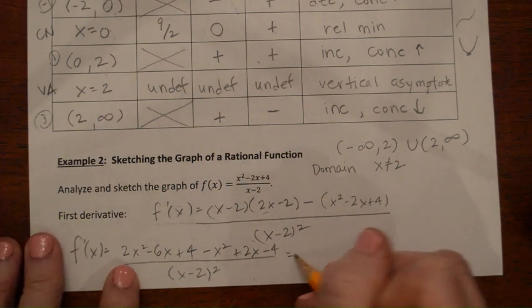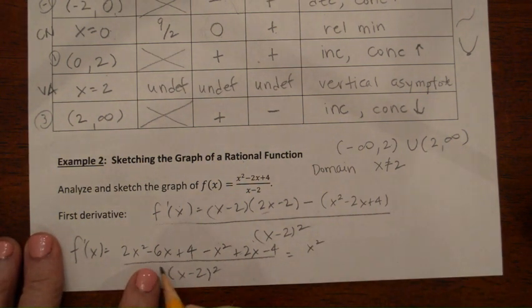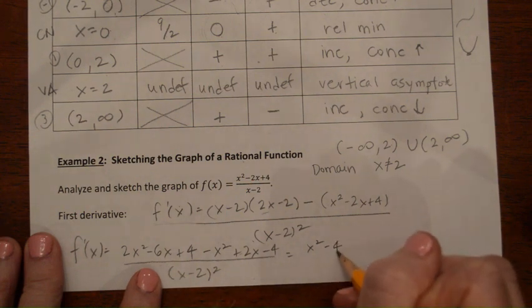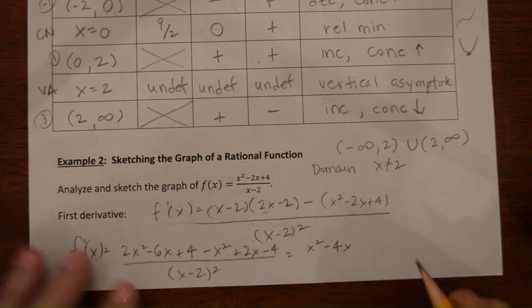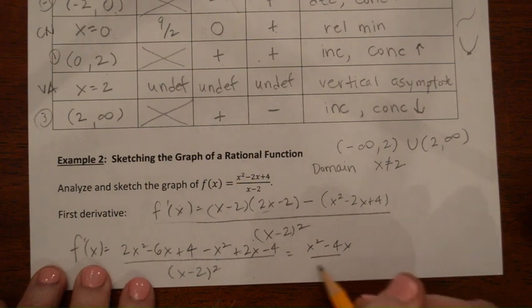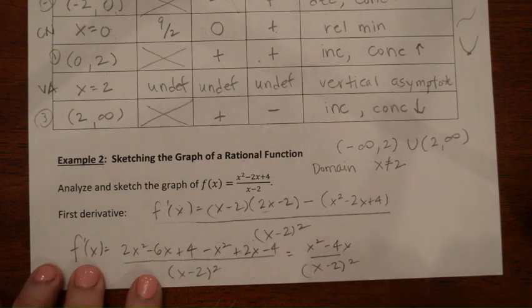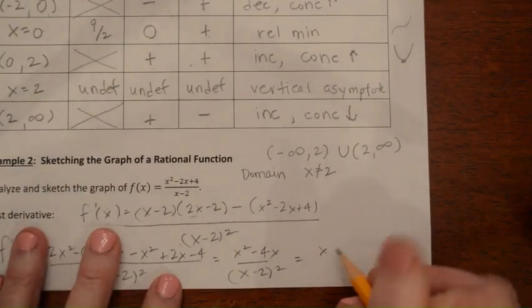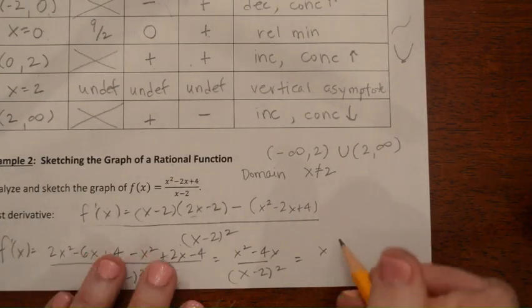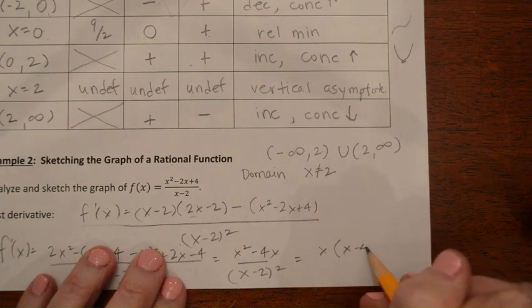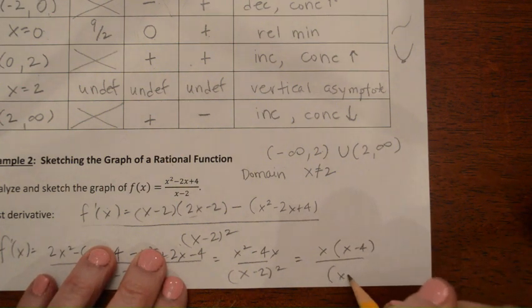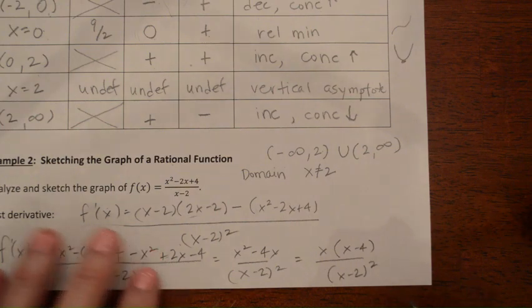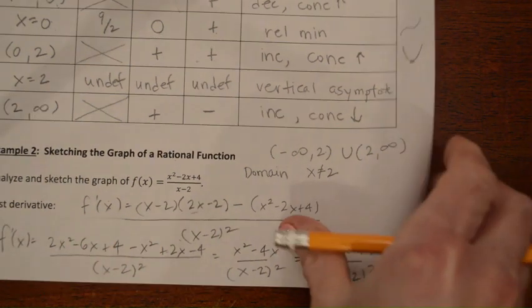2x squared minus x squared is x squared. Negative 6x plus 2x is negative 4x, and 4 minus 4 cancels out, that's 0, and then we have x minus 2 quantity squared in the denominator. And I'm going to factor an x out here. Again, it's just going to make it a little easier when I go to figure out what the zeros of the function are. So we get x times x minus 4 over x minus 2 quantity squared. Okay. Next page, second derivative.